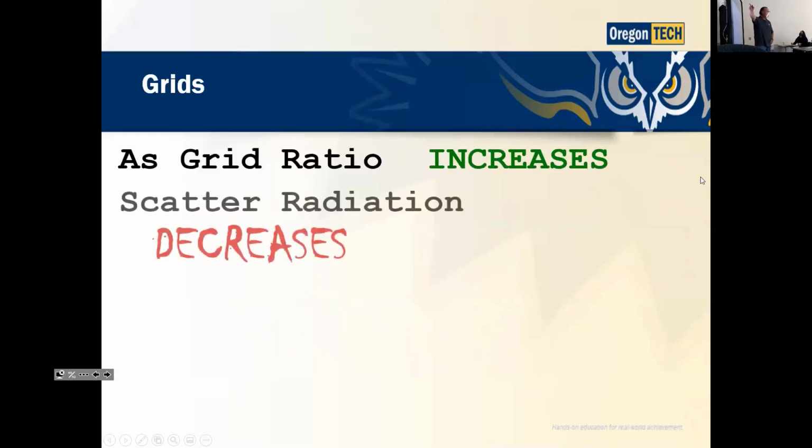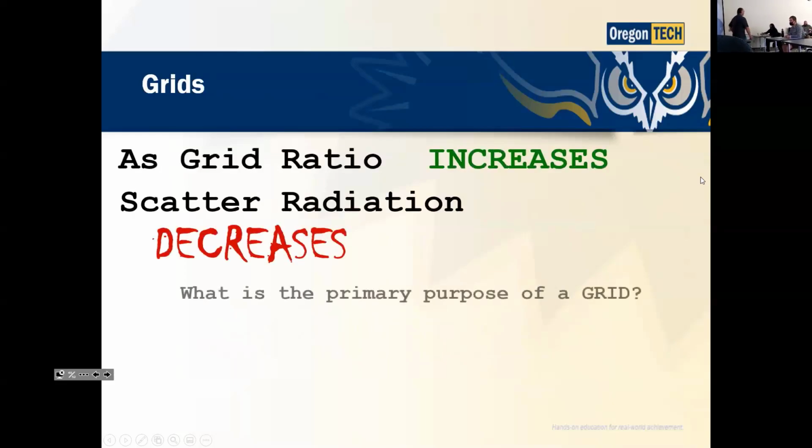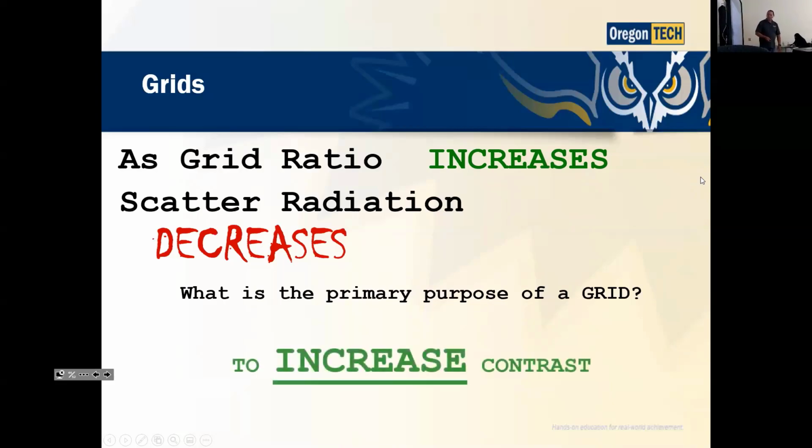And here's a correction for my lab lecture that I'll fix. As grid ratio increases, scatter radiation interacting with the image receptor decreases. Please remember, a grid has no effect on scatter production. It's just going to absorb the scatter that is produced. And the whole purpose of a grid is to increase contrast.